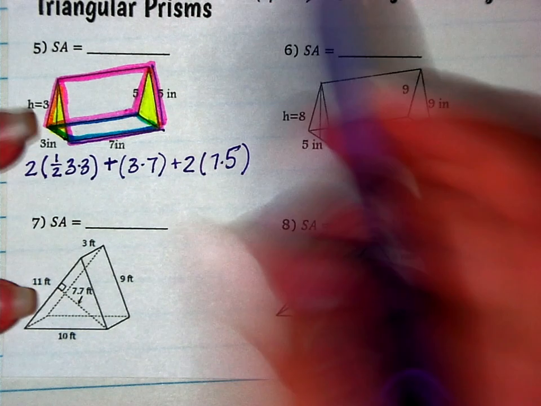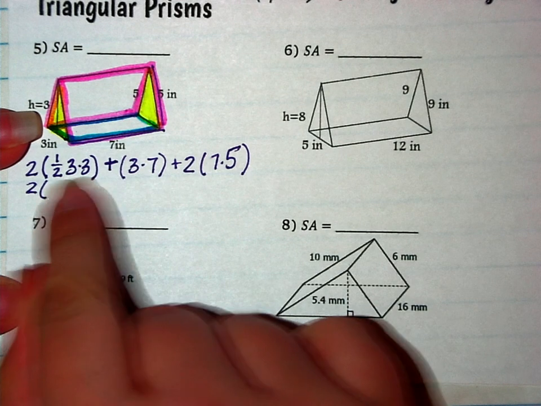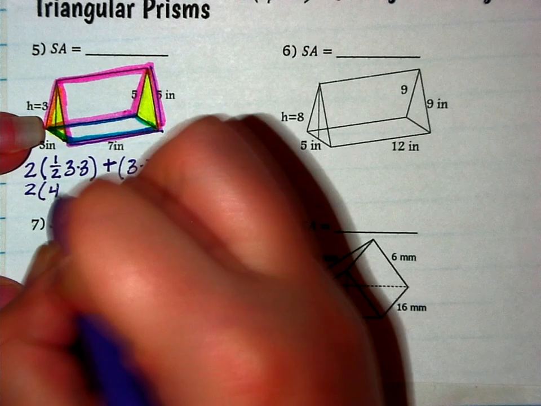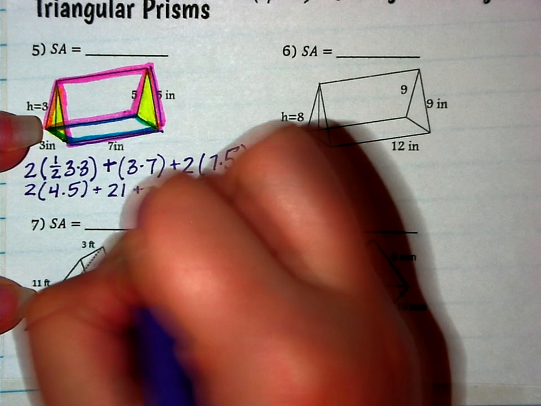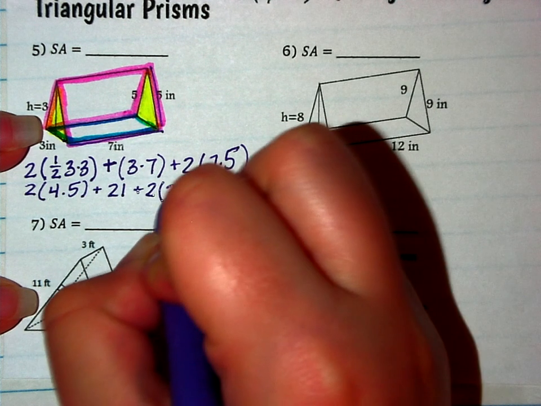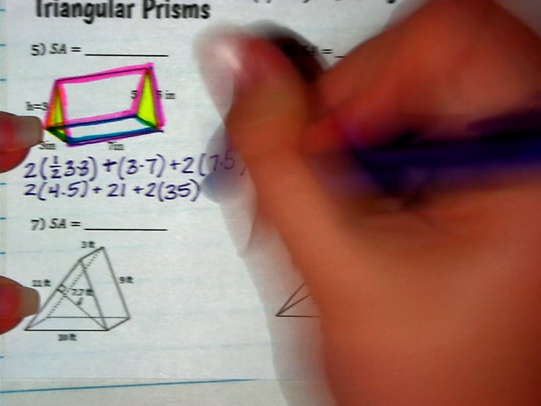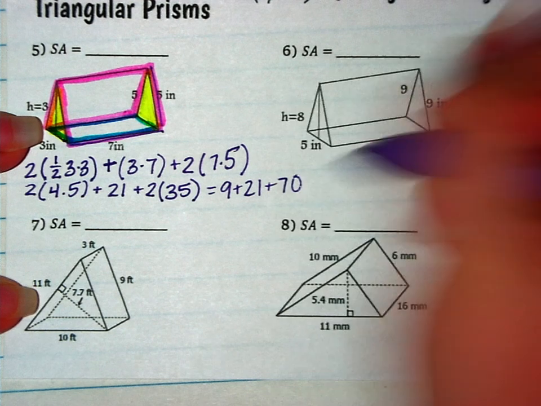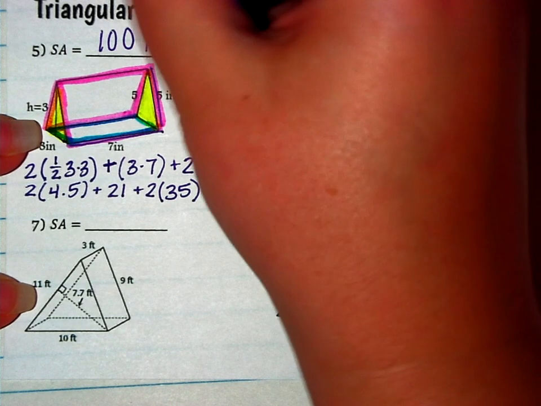Alright, so let's do the parentheses, PEMDAS. We have 2 times half of 3 times 3. 3 times 3 is 9. Half of 9 is 4.5. Plus 21 plus 2 times 35. Alright, let's multiply those 2s. So we really have 9 plus 21 plus 70. And that will give us 100 inches squared.